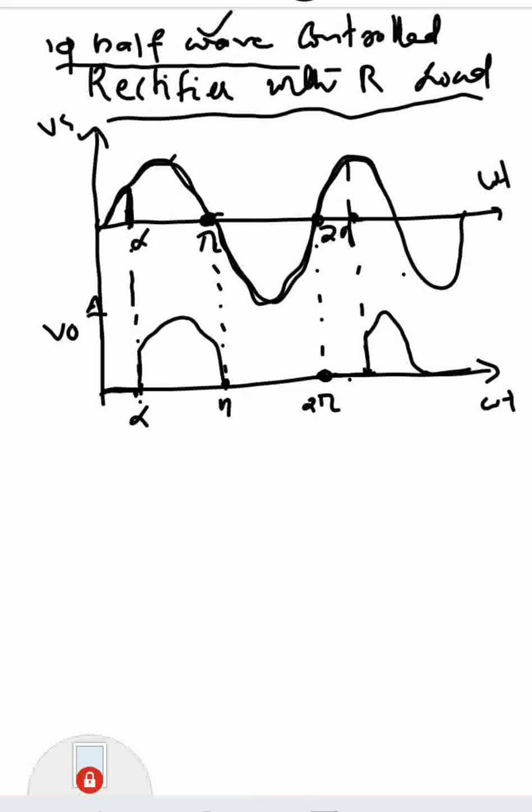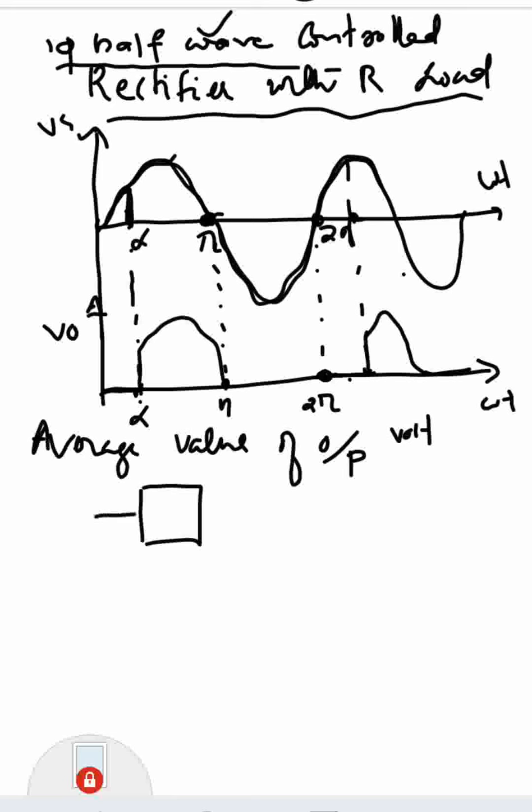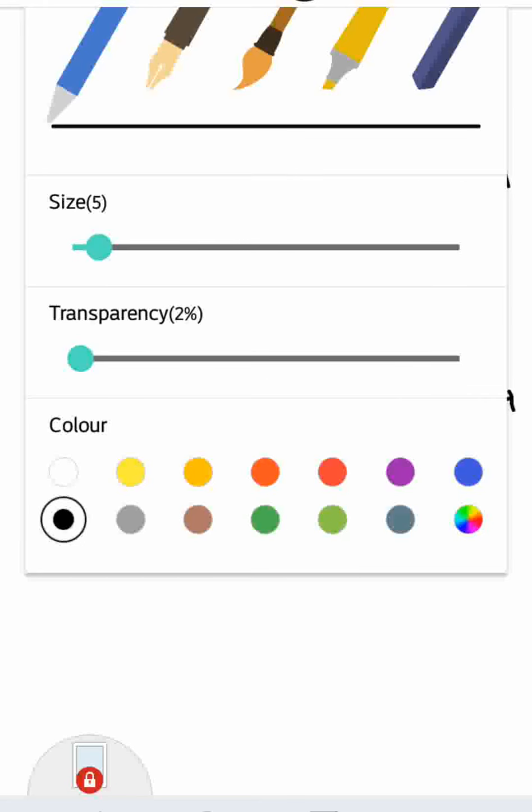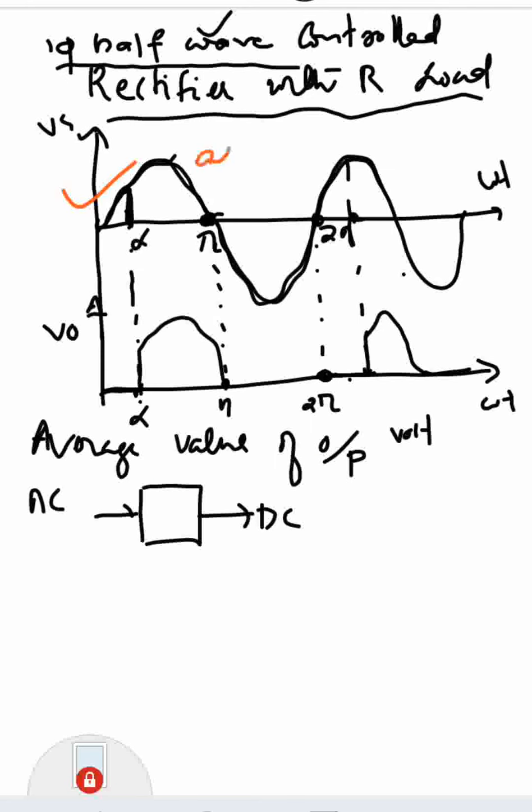One of the things is you have to find out the average value of the output voltage. How do we calculate it? Already I have told you these are converter circuits, which means they convert AC to DC. The input voltage is an AC voltage, because the average value of this AC is 0, since the positive half cycle and the negative half cycle are equal. So this is purely AC.